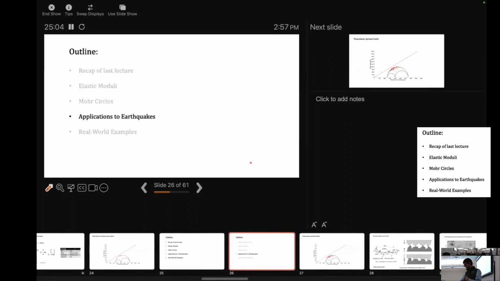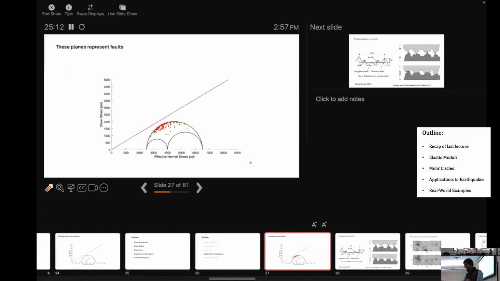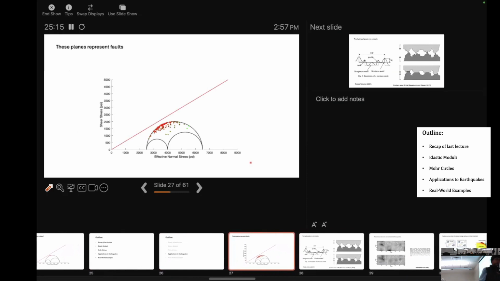And so this slide is probably misplaced, but it's important for what we'll talk about later when we get to the real world examples. If you imagine you have a volume of rock, this can be in the lab or in the earth, you can imagine that there are numerous faults in that volume, numerous poles that plot on the Mohr circle. And you can think of the faults in terms of their stability.